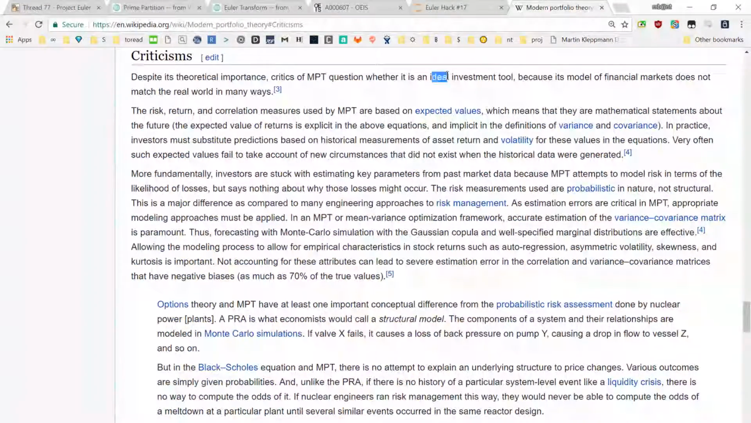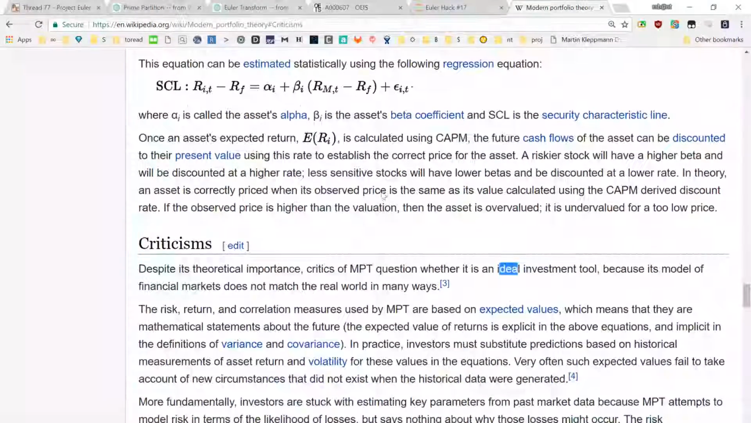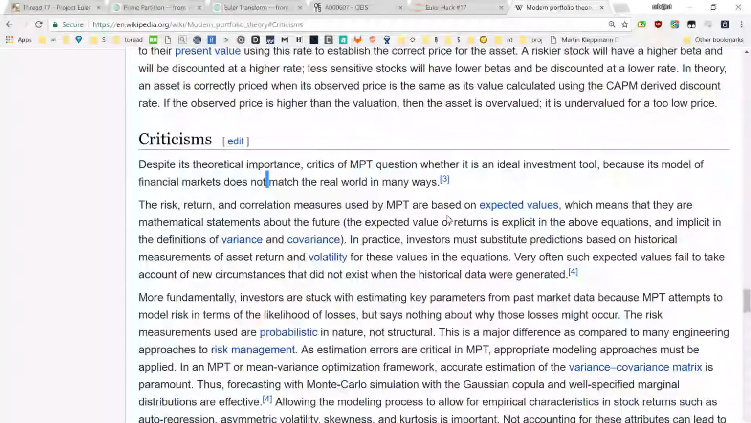Despite. Because its model of financial markets does not match the real world in many ways. The same as you said. Well, maybe it does. I'm not sure, but it's the question of the inputs, right? Yeah. How risky is something? There's no way that this is an input here.